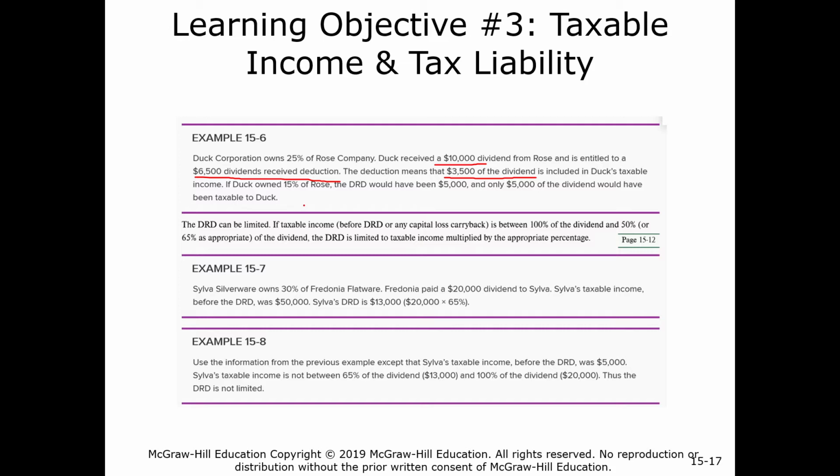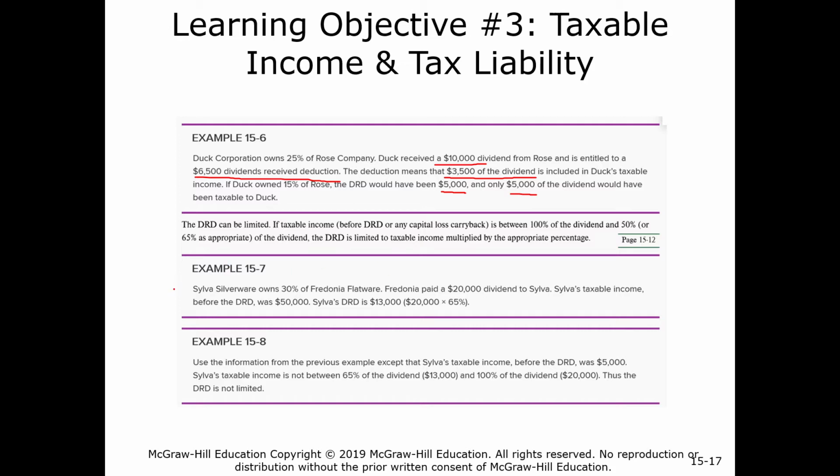Now let's assume that instead of 25%, we own 15%. That means it's less than 20%, and the DRD is 50%. So 50% of the $10,000 is $5,000. So we will only pay taxes on $5,000 of the dividends, and the other $5,000 would have been reduced by the DRD.